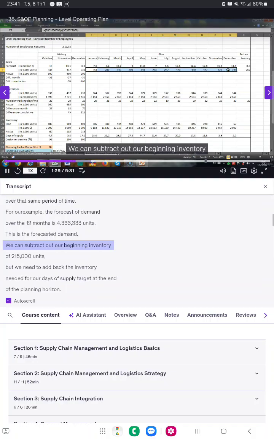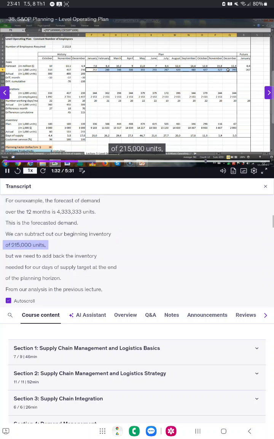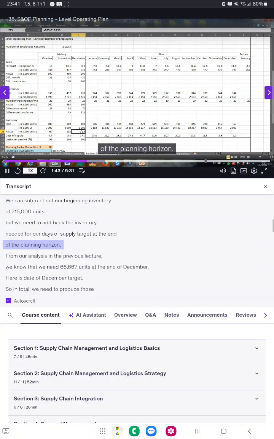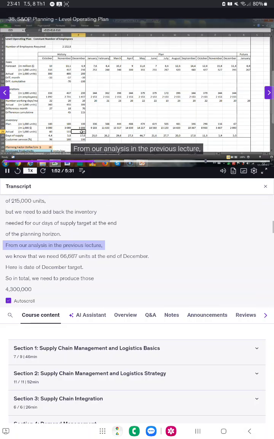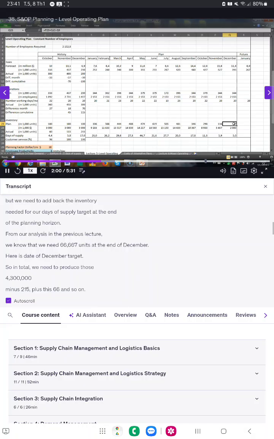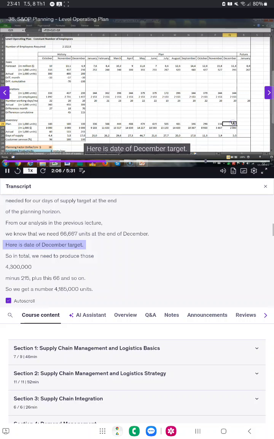We can subtract out our beginning inventory of 215,000 units, but we need to add back the inventory needed for our days of supply target at the end of the planning horizon. From our analysis in the previous lecture, we know that we need 66,667 units at the end of December. Here is the end of December target.